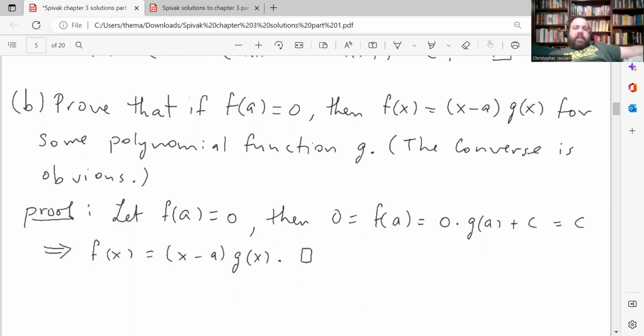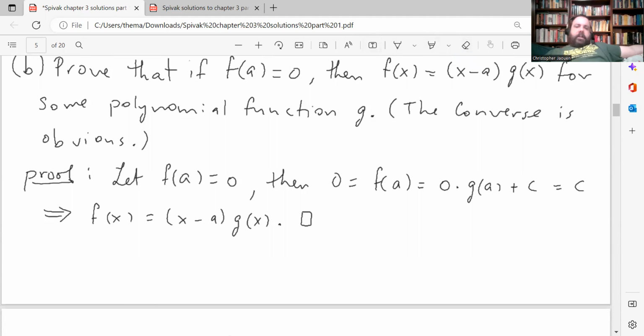Part B: prove that if f of a is 0, then f of x equals (x minus a) times g of x for some polynomial function g. He says in the book the converse is obvious. If it's not obvious to you, you would start with this, and if you plug in a for x, clearly you get 0. So the converse is straightforward. So he wants us to prove the forward direction of the biconditional.